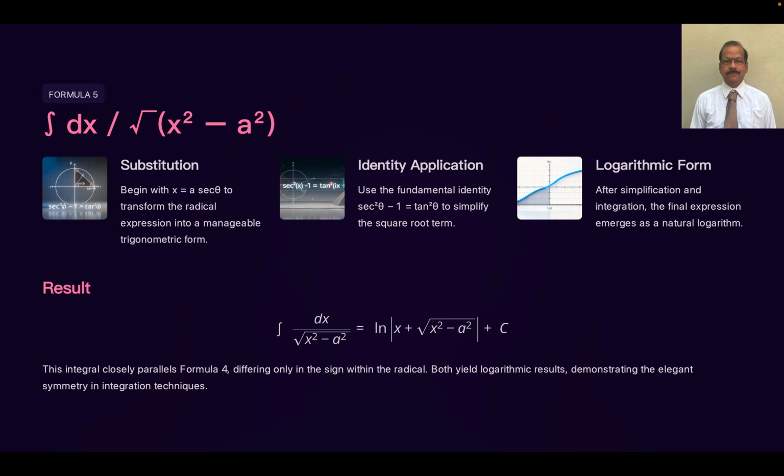Therefore the given integral dx by root x square minus a square equals ln, the natural logarithm of x plus root x square minus a square, plus c, the constant of integration. Now let us see how this can be derived in a proper way.